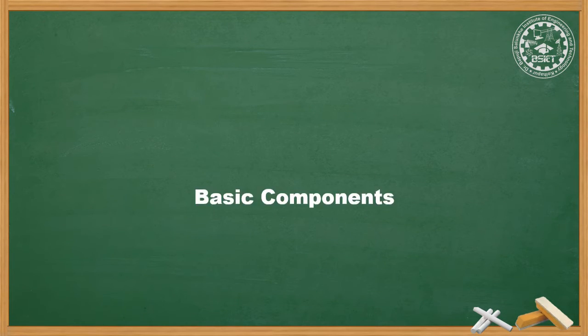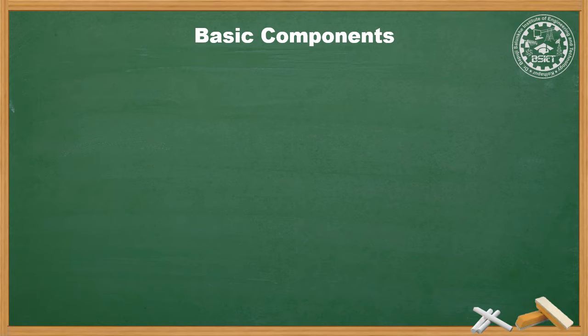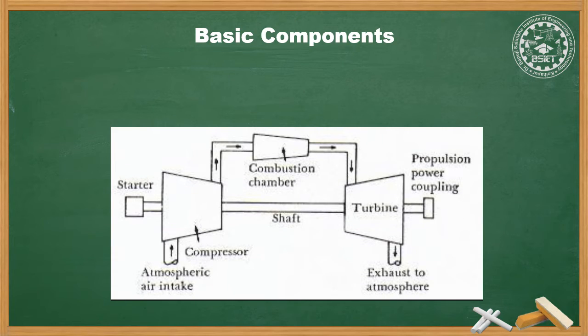The basic components of a gas turbine can be shown by the below figure. The three main basic components of a gas turbine are compressor, combustion chamber and turbine. The compressor is used to compress the atmospheric air. The air is taken from the atmosphere and compressed isothermally.